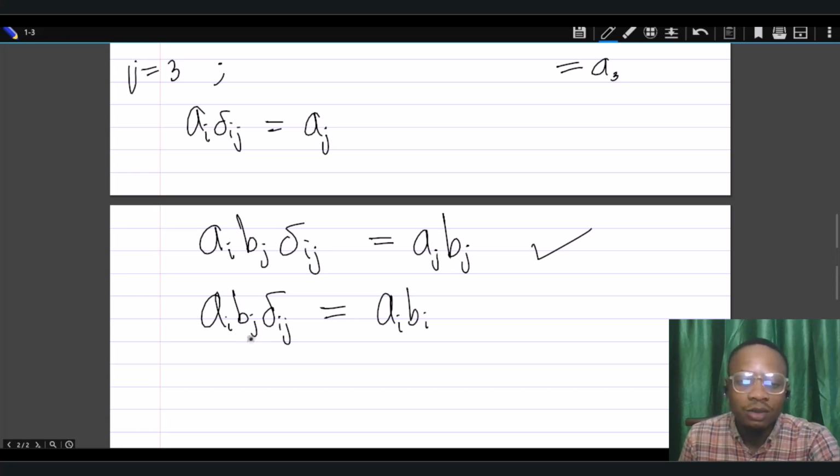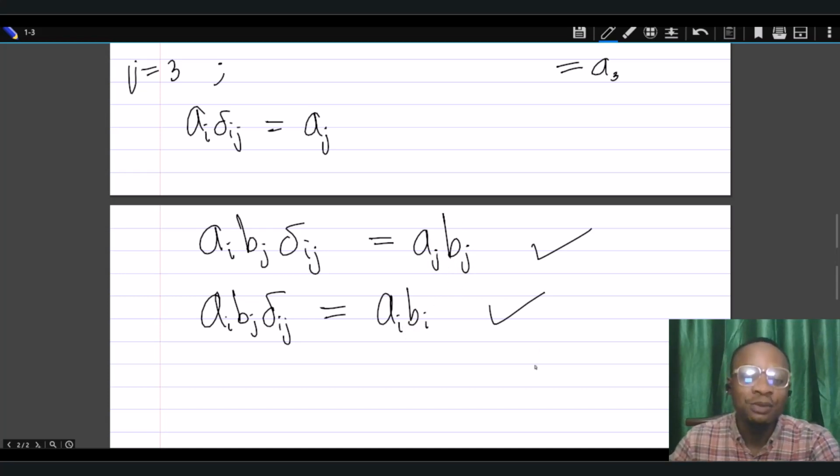So we are letting go of J. If we're letting go of J, then we have to replace it with the second subscript here, which is going to be I. So this is AIBI. So this expression here, which is AJBJ, is the same thing as AIBI. So both of them are correct. So this is AJBJ, and this is equal to AIBI.